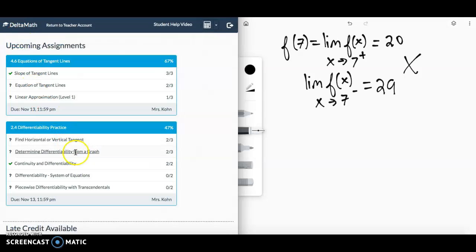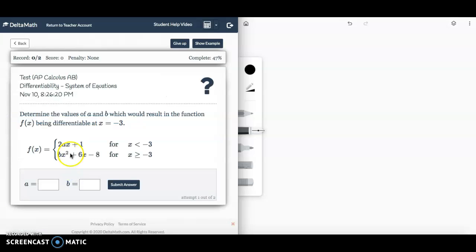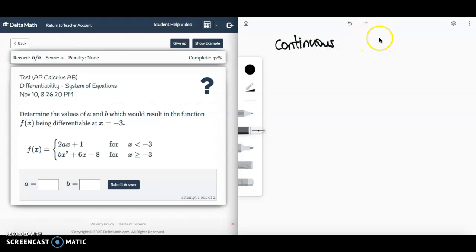All right, let's go back and try some differentiability ones. So, systems of equations. Okay. Determine the values of a and b, which would result in a function being differentiable at x equals negative 3. So two things would be true if your function was differentiable at x equals negative 3. Number one, your function would have to be continuous at x equals negative 3. And number two, it would have to be differentiable, obviously, because you can't be differentiable without also being continuous.